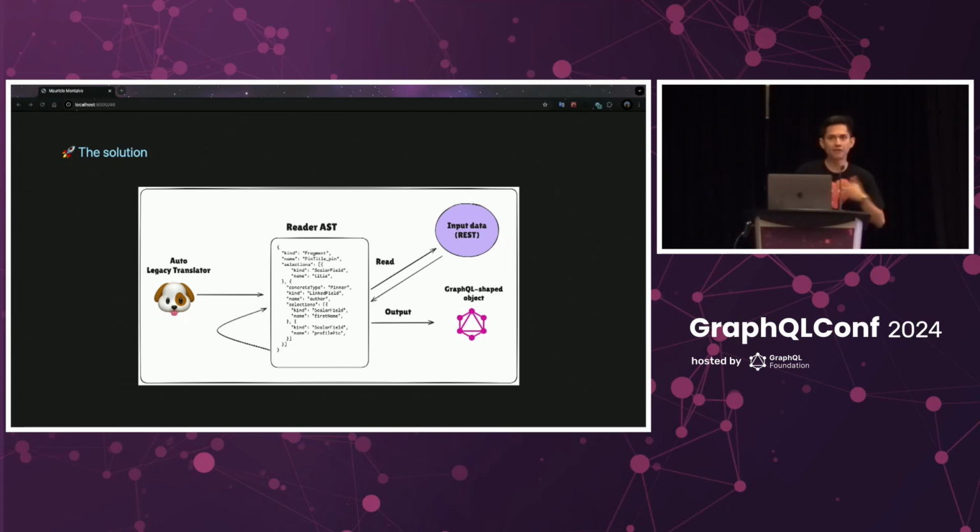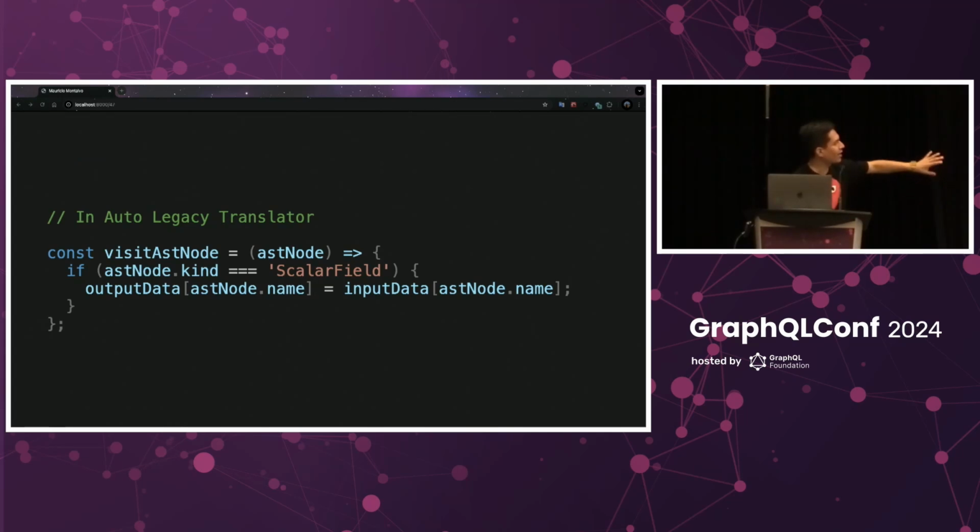In our case, information from REST. And it's able to return the GraphQL shaped object. So if we look at some pieces of the code of this auto legacy translator, it's going to traverse through the tree, and whenever it encounters a node that is a scalar field, it's going to take the information from the input, and it's going to insert that into the GraphQL shaped object.